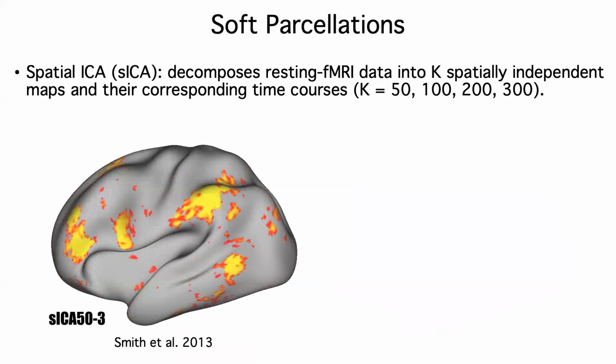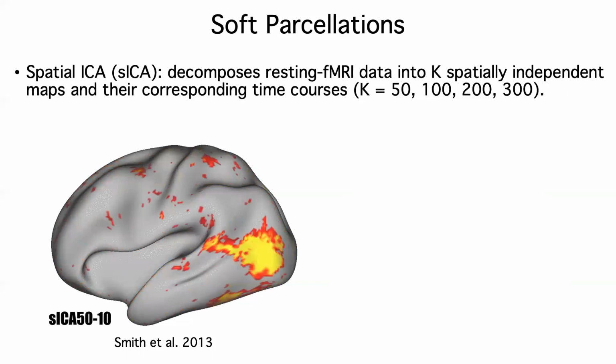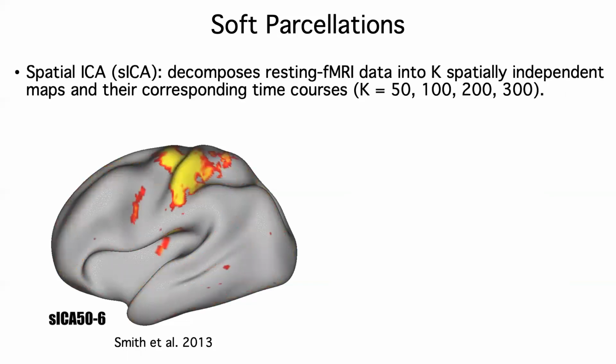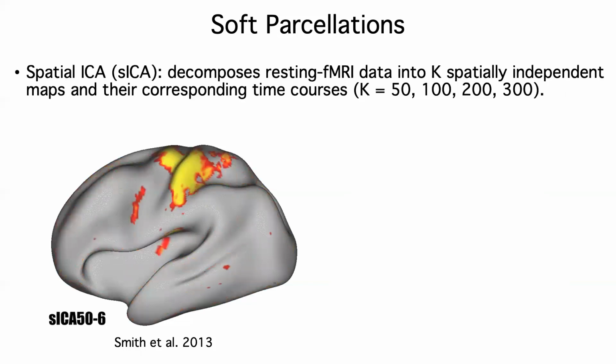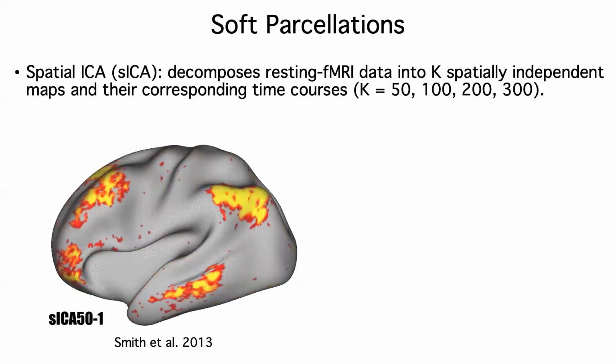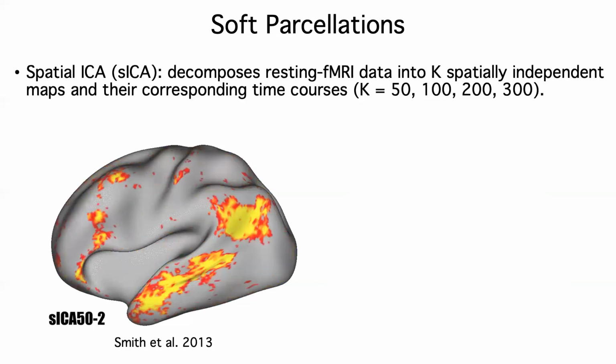For soft parcellation approaches, we include spatial ICA. I guess we all know what spatial ICA is. Basically, spatial ICA decomposes resting state functional MRI data into a set of spatially independent maps and their corresponding time courses. We try different numbers of ICA components: 50, 100, 200, and 300. This figure shows 10 ICA spatial maps as examples.